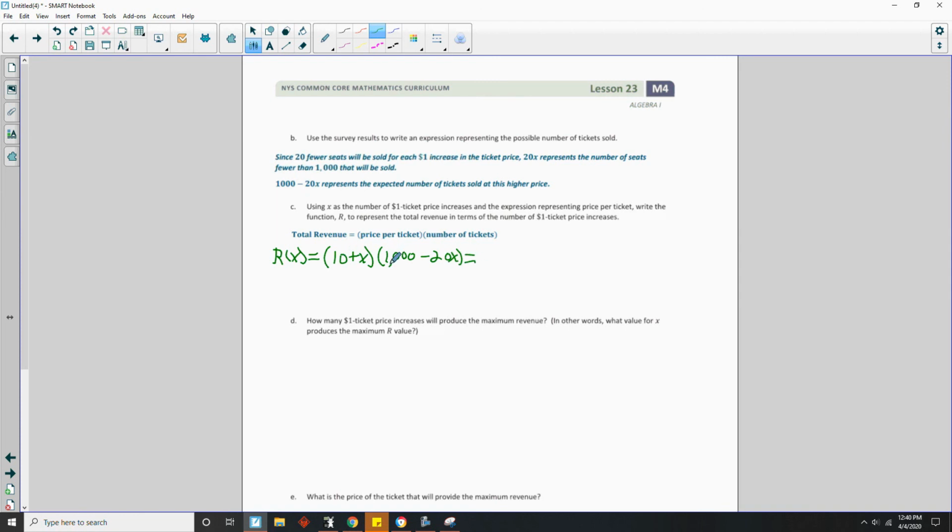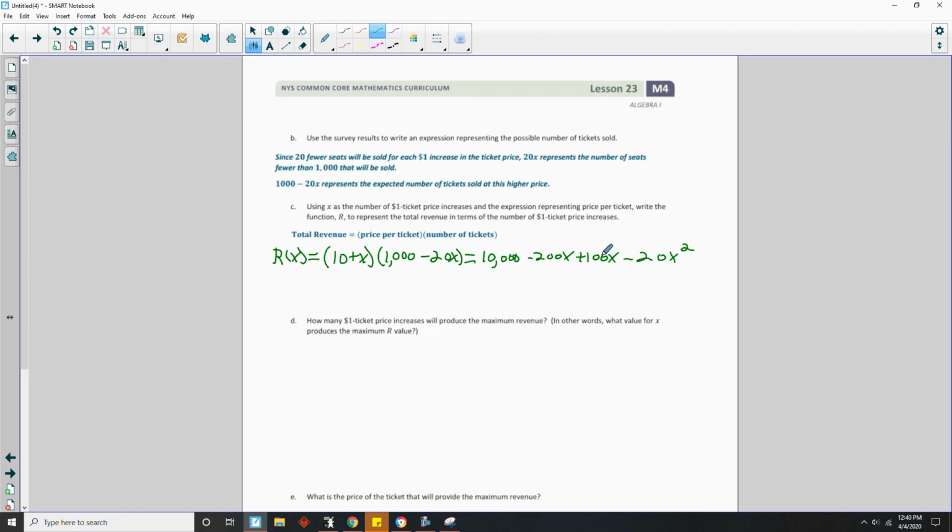So 10 times 1,000 is 10,000 for the first terms. Outer would be negative 200x. So first is 10 times 1,000, 10,000. Outer is 10 times negative 20x, or negative 200x. Inner is x times 1,000, which is plus 1,000x. And last is x times negative 20x, or negative 20x squared.